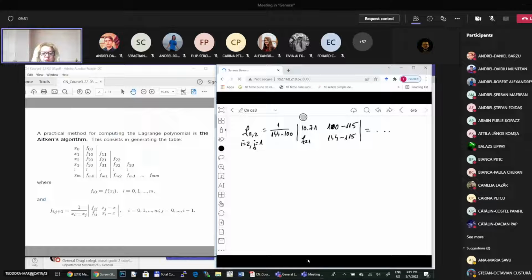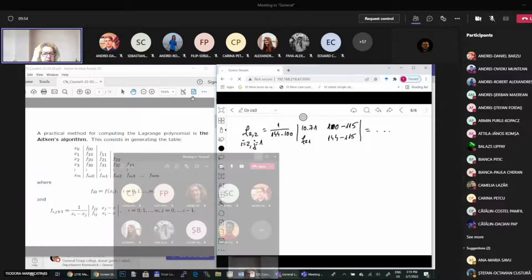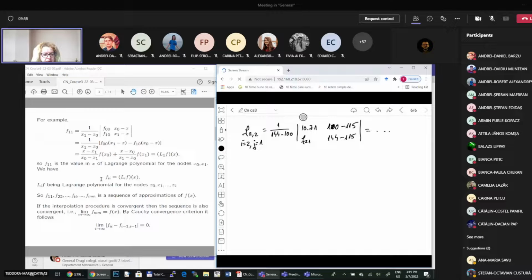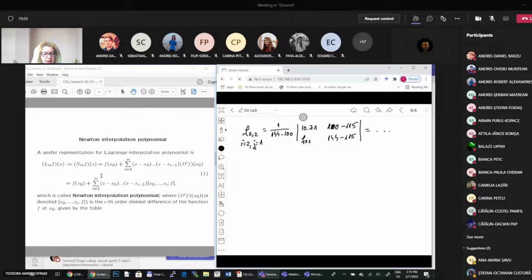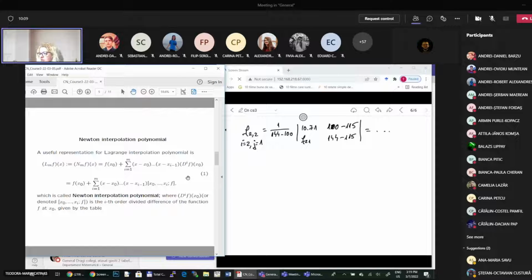So this was the Aitken algorithm, an algorithm that is used for finding the Lagrange polynomial. Next, we will see another method for finding the Lagrange polynomial, for solving a Lagrange type problem. Namely, for finding a polynomial that approximates the function when we know some values of the function for a set of points.